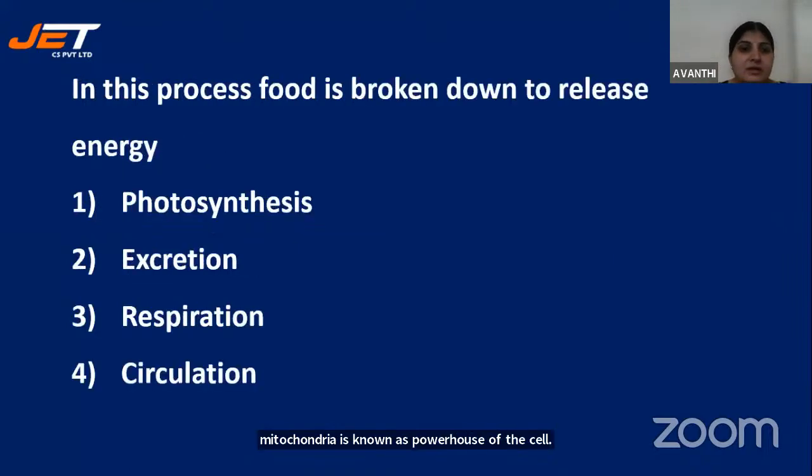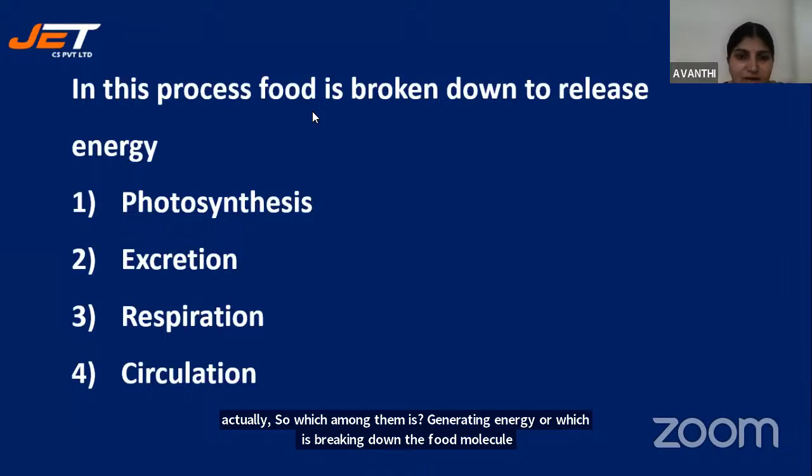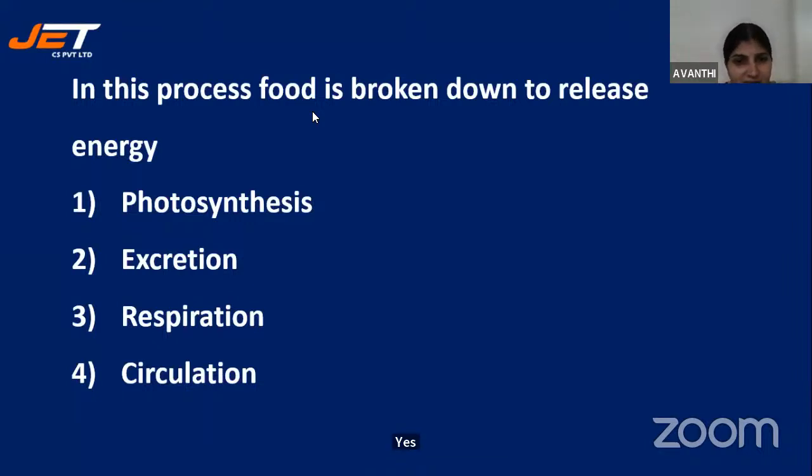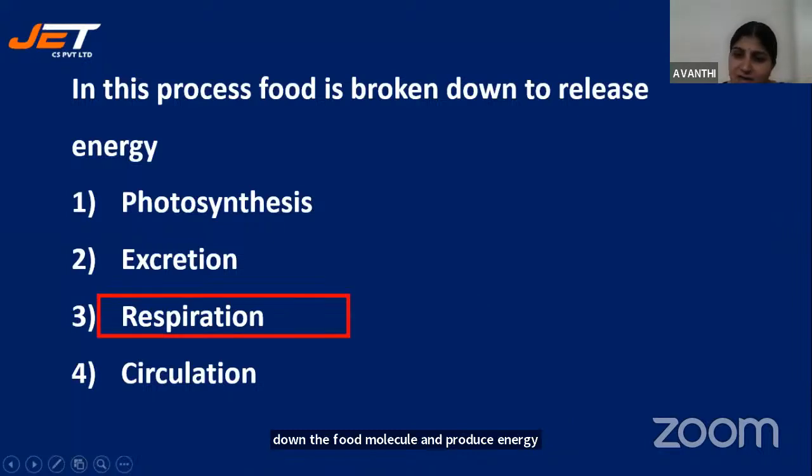Next question. In this process, food is broken down to release energy. Photosynthesis, excretion, respiration and circulation. These four are very important for the survival of an organism, and all are called life processes. So which among them is breaking down the food molecule to generate energy? What's the answer? Yes, Swati, Ashwin, Manohar, Pavan Sai, Gayatri. Yes, very good. It is respiration, which helps in breaking down the food molecule and producing energy. Most of you have given the correct answer.